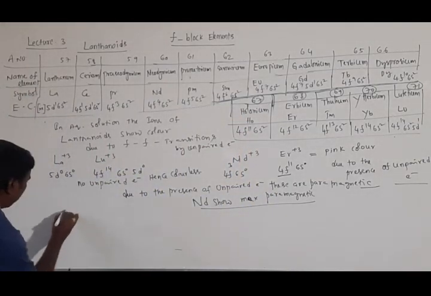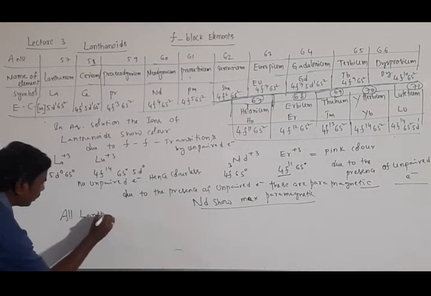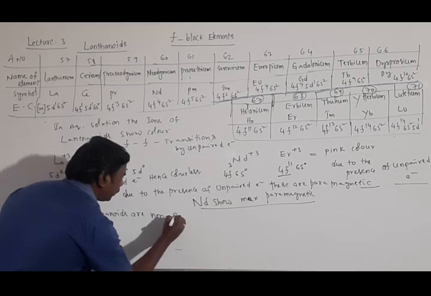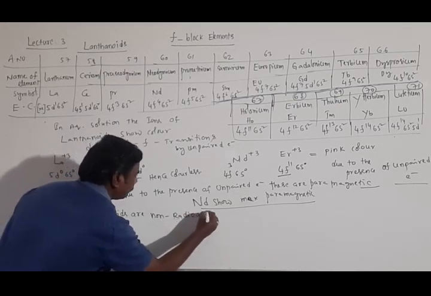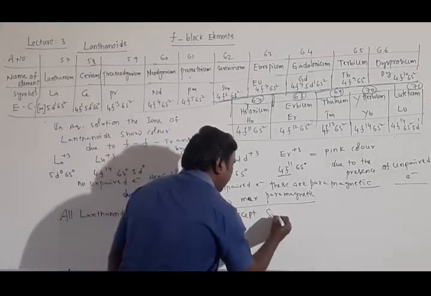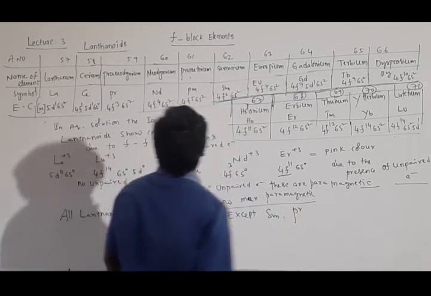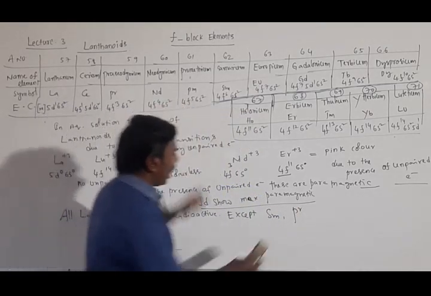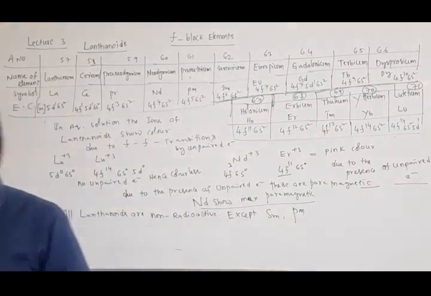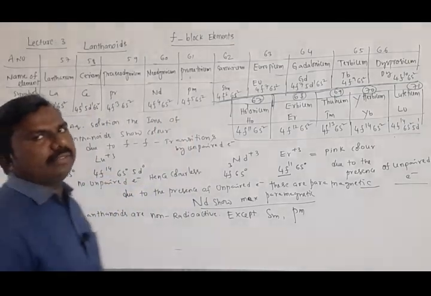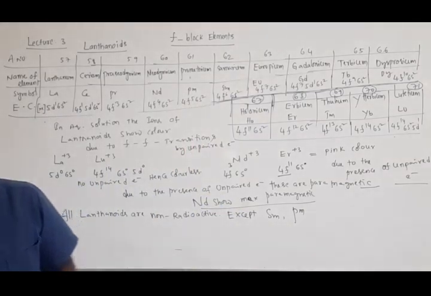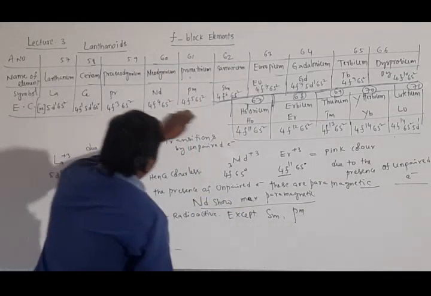Yes, all lanthanoids are non-radioactive. They are not radioactive except samarium and promethium, indicated by Pm. Very important. Samarium and promethium are radioactive elements. A few periodic properties we will discuss now. First one is atomic size or atomic radii.